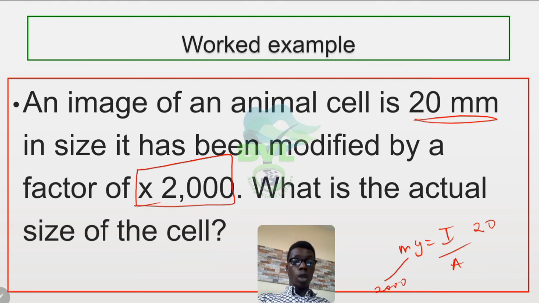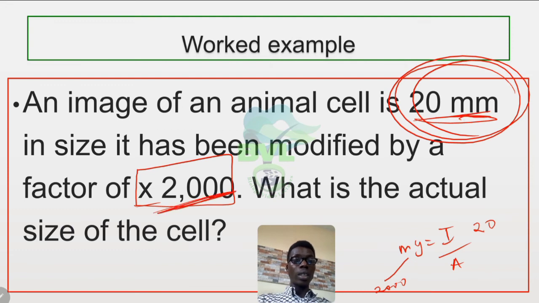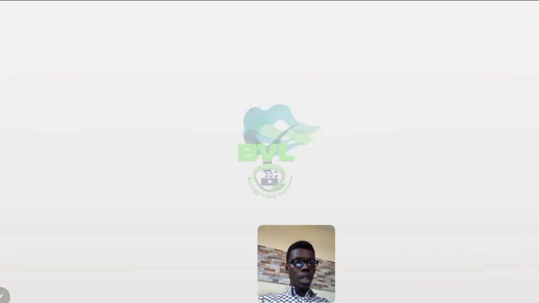Now please watch here. There is no reason for us to convert anything here, because we only have one unit. The magnification doesn't have any unit. We are only given the image size, so actual size is what we're looking for. So we don't need to convert anything. Even if you convert it, you still get the same answer, but you don't need to. So this is the image size, and we are looking for actual size. Let me go to the next page.